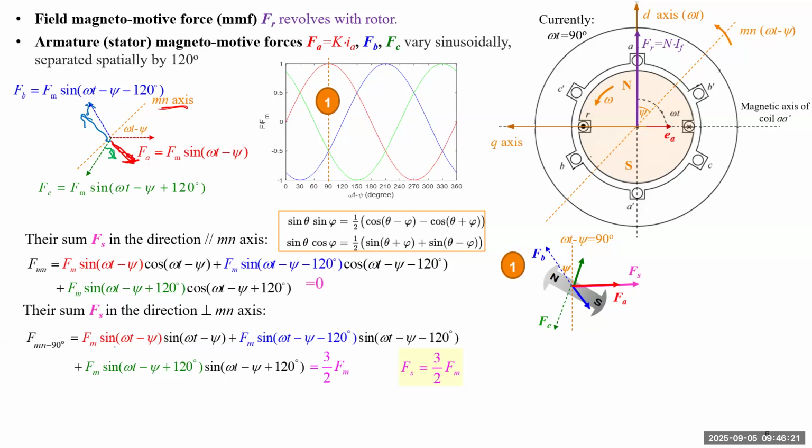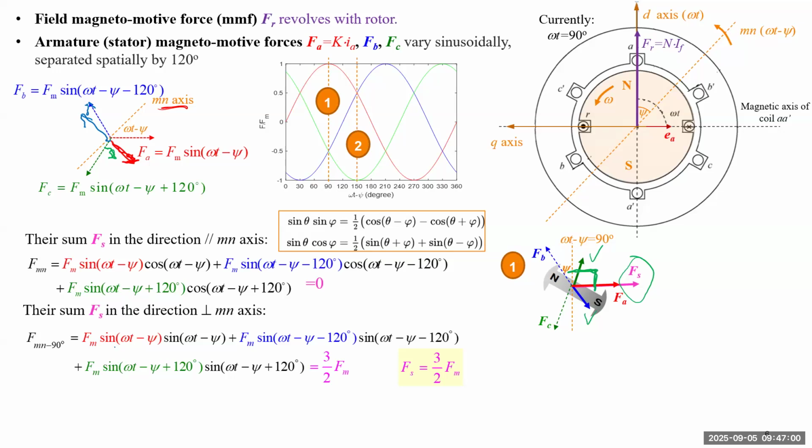But for the green one and the blue one, they become negative. They will have a negative value, which means if this is the positive direction for blue, it will point in the opposite direction. Similarly, FC will be pointing in the opposite direction. So the total will give you this FS pointing to the right. You see that's orthogonal to the MN axis, a 90 degree angle.